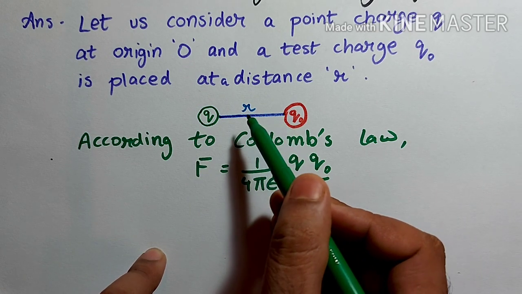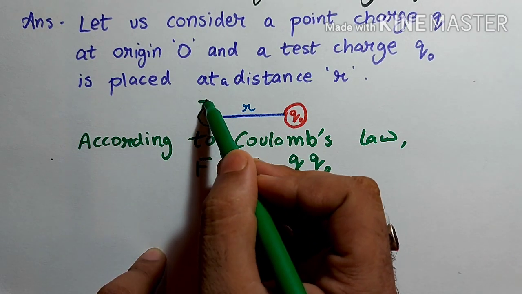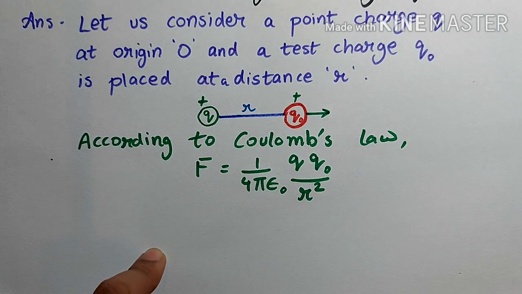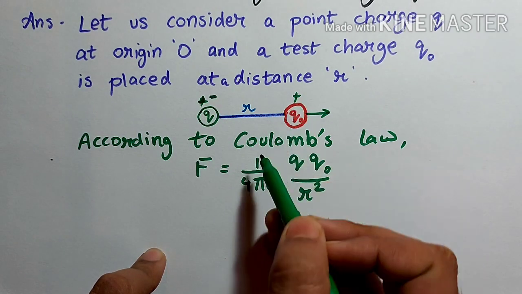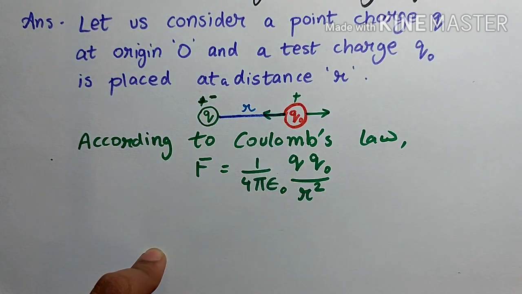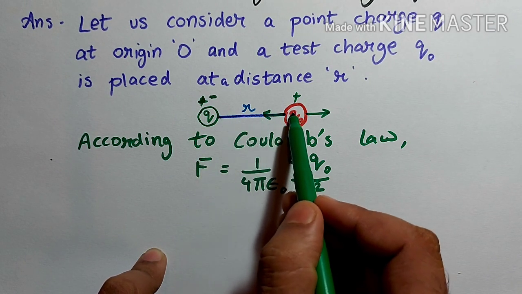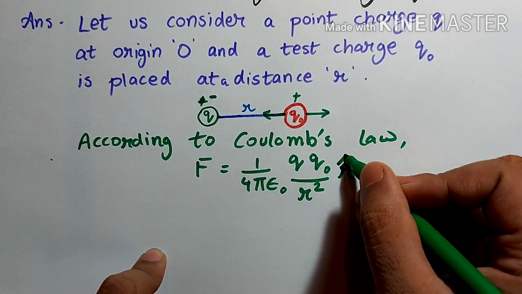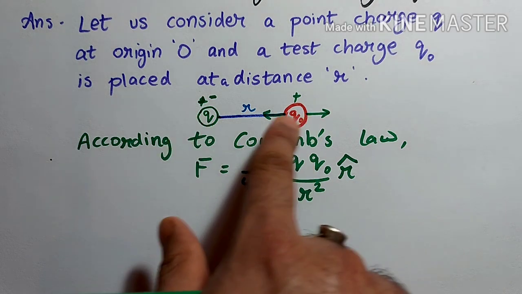if the two charges are of equal nature, that is plus and plus, in that case the direction of force will be this side, and if this is minus and this is plus, then the direction of force is along this side. Now, in both cases, you notice that the direction of force is along r. So, we'll write a unit vector r cap that denotes the direction of force is along r.